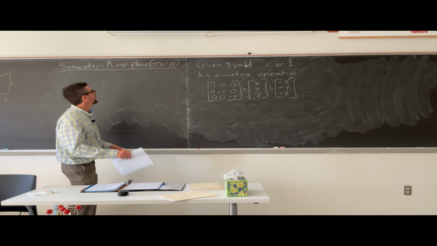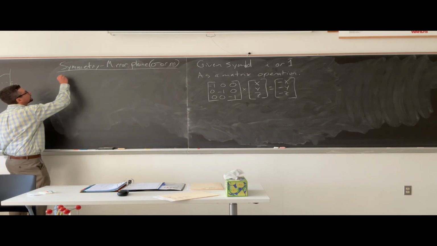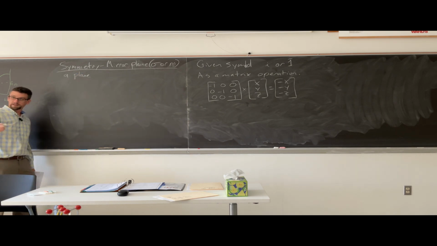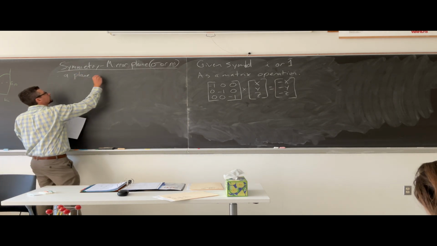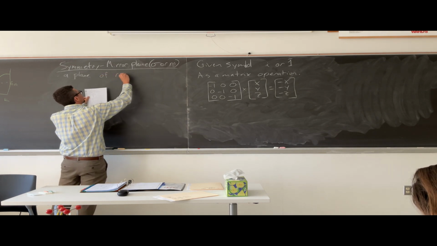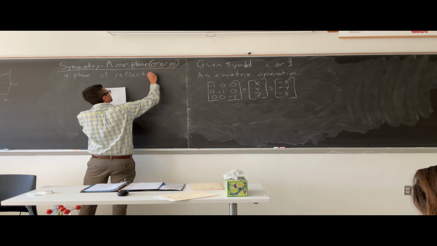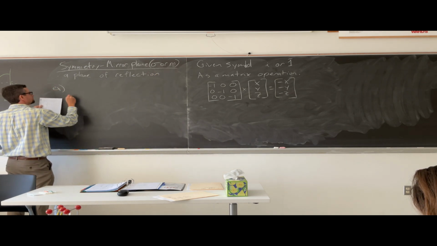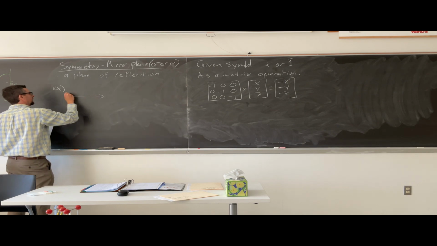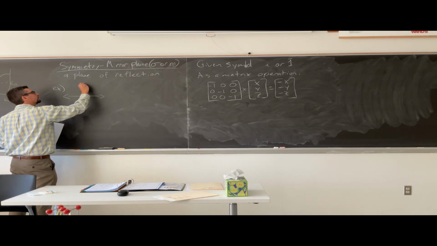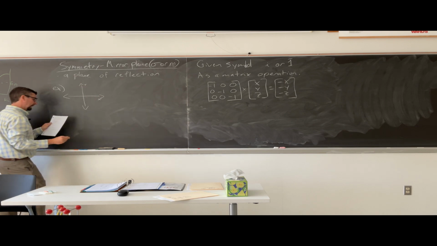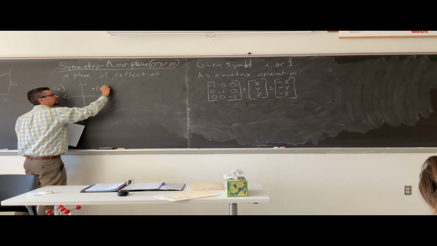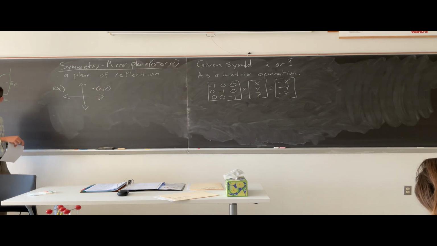All right, how would you describe a mirror plane? Yep, it's a plane of reflection. Okay, so as an example, let's say I have a 2D coordinate system. That's y, that's x. And I have a point at x, y, like that.